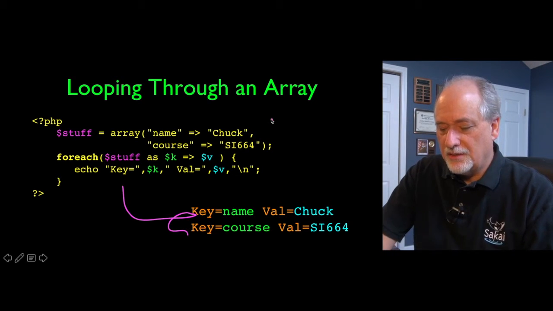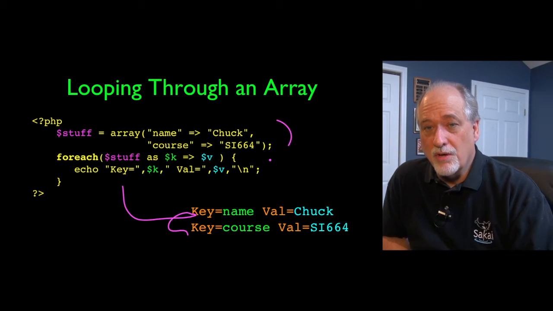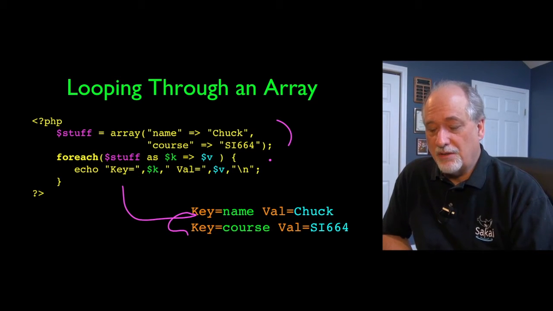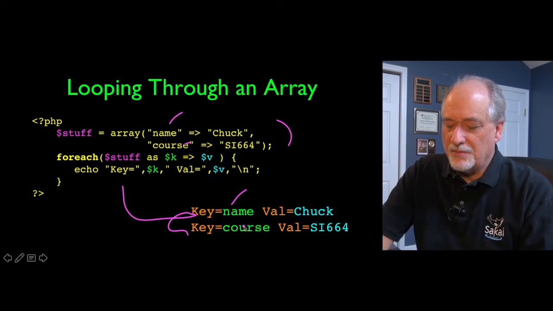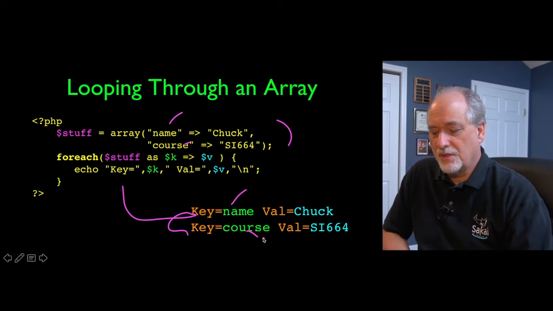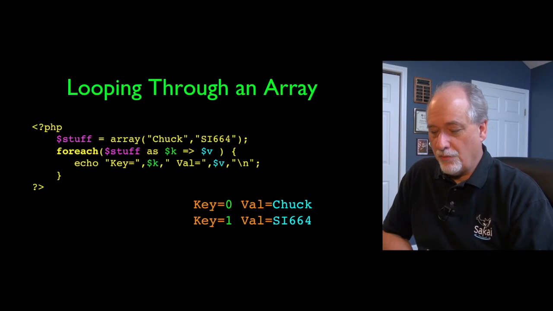Now the interesting thing is, if you're coming from Python dictionaries, the arrays stay in order, and we'll see later we can sort them, etc. And so it's deterministic that we put name in before course, and so name comes out first and course comes out second. Whatever order you put them in, PHP maintains that order.